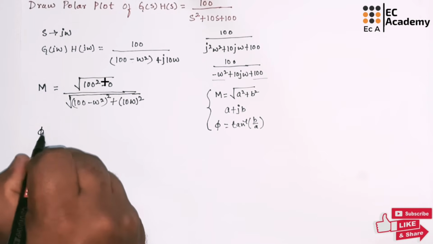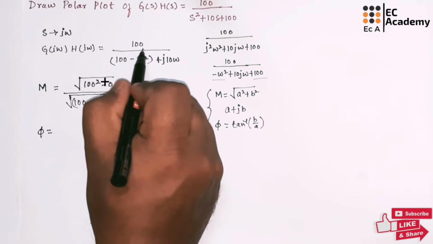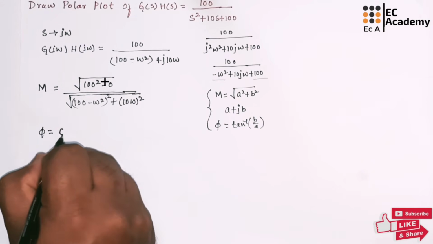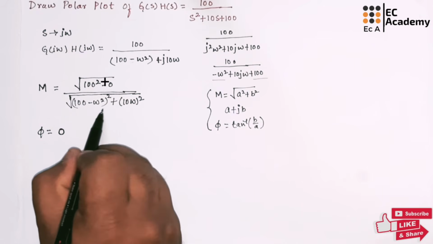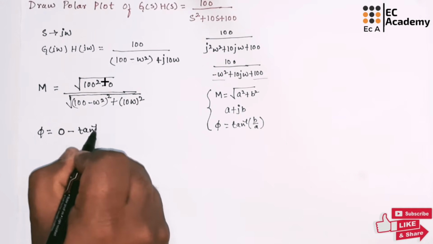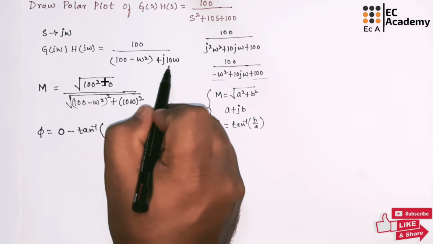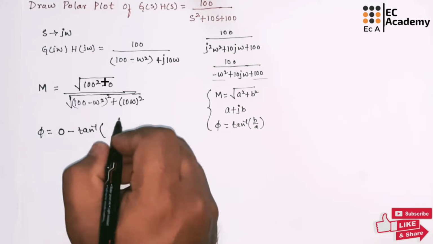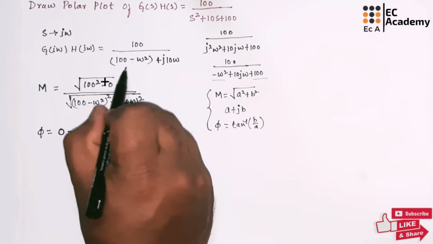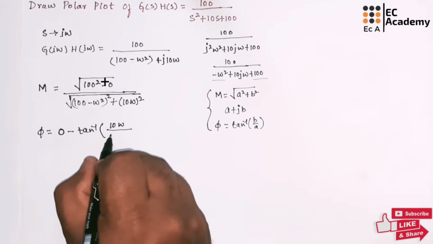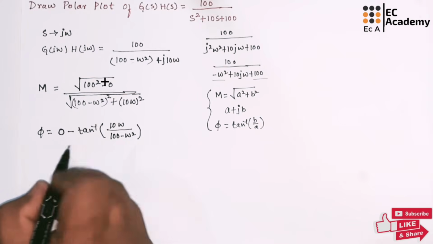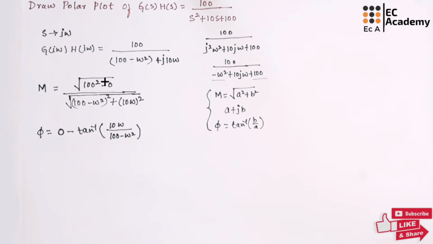To write the phase, for the numerator term, we don't have any j omega term. So that's why we will be having 0 here. In the denominator, we will write minus tan inverse of, so b is 10 omega, divided by a, which is 100 minus omega square. So this is the expression for phase.